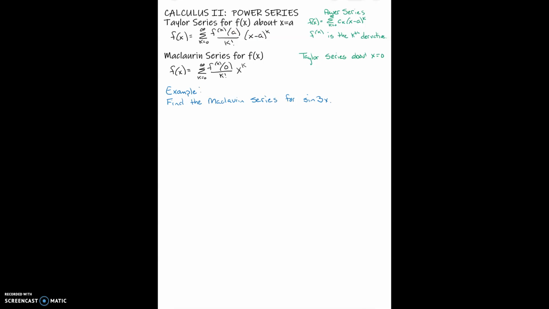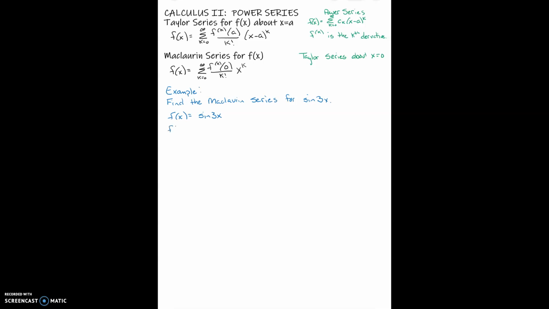Let's try an example. Let's find the Maclaurin series for the sine of 3x. So in this case, our function f of x is sine of 3x. To begin with, we're going to need to find the kth derivative. See if we can find a pattern for the kth derivative. Then we'll evaluate that at 0.